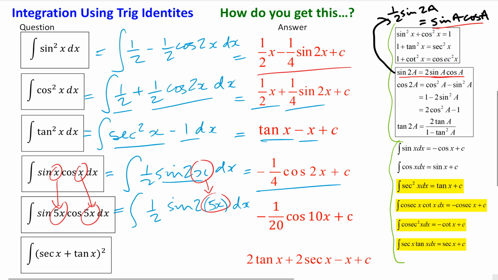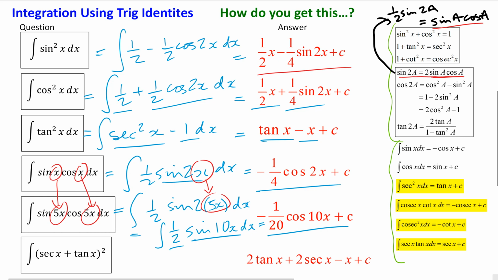So we end up needing to integrate a half sin 10x, which is easy to do. Integrate that, and you're going to get minus 1/10 of sin 10x. So multiply by half, and that's where this answer comes from.